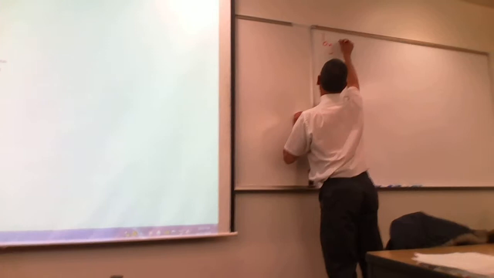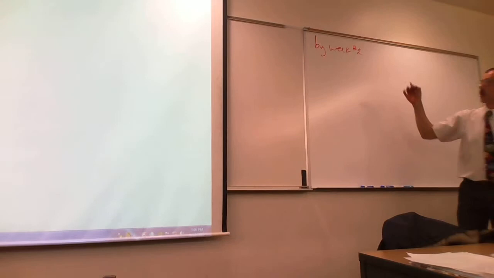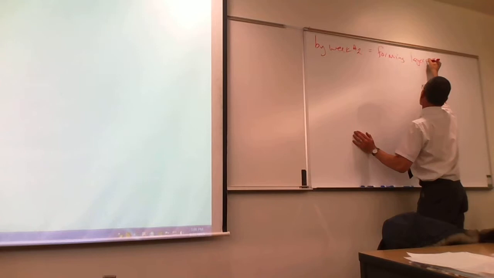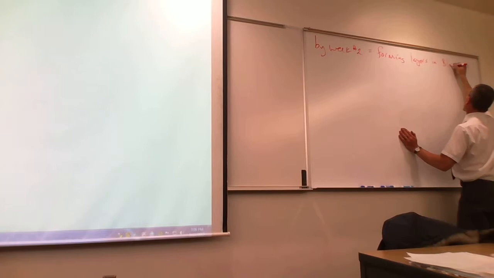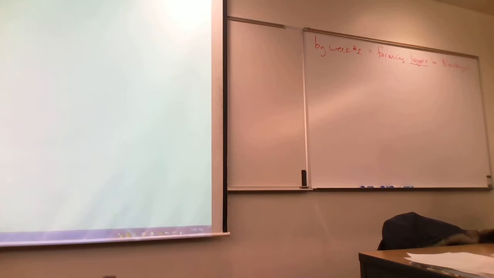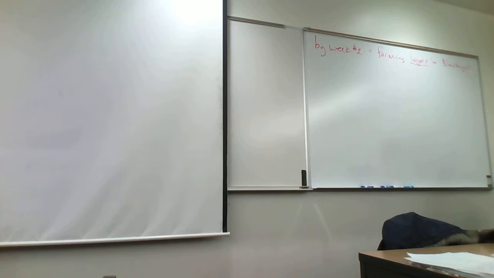So somewhere between week one and week two, you're going to start forming layers in the blastocyst. Alright, layers. So let me show you some static pictures of that. Do you mean by the end of week two? Yes. Okay. Yes. Let me show you what we mean by layers.